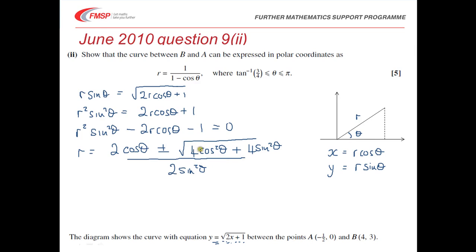So hopefully you can see that under the square root sign here we've got 4 cos squared theta plus 4 sine squared theta, which of course is just 4. And so we end up with 2 cos theta plus or minus 2, and that's all over 2 sine squared theta.